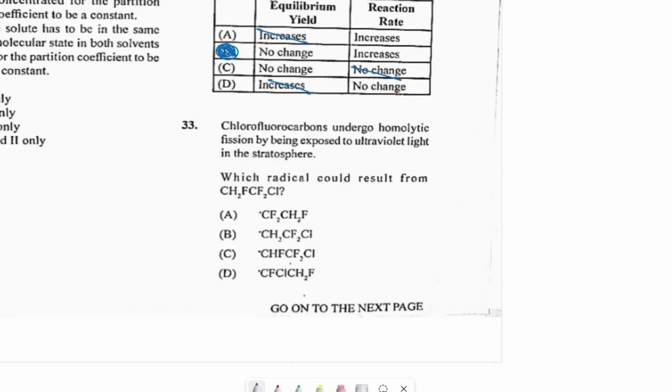So B. Chlorofluorocarbons undergo homolytic fission by being exposed to UV light in the stratosphere. Which radical could result from that? CH2F2Cl. So the C-Cl bonds undergo homolytic fission, where each atom takes an electron with it. Should have done that with half arrows, but bear with me. In that case, whichever of these answers doesn't have a chlorine atom is the correct answer.